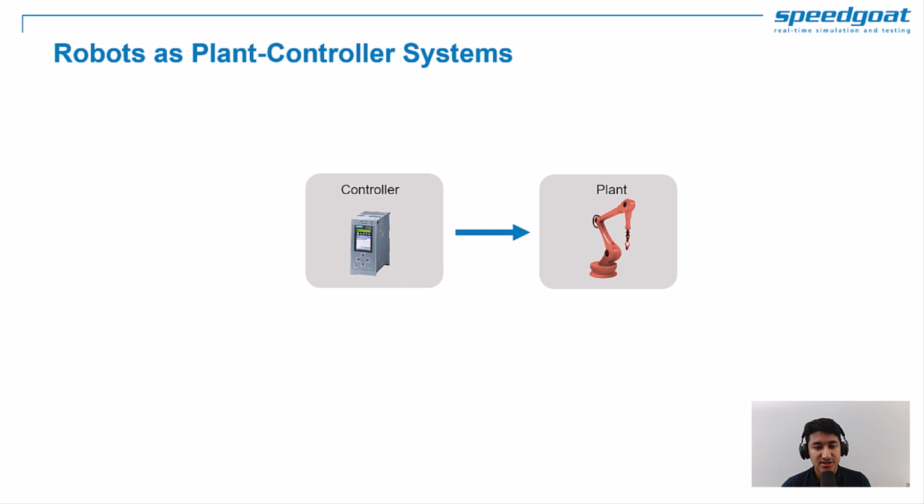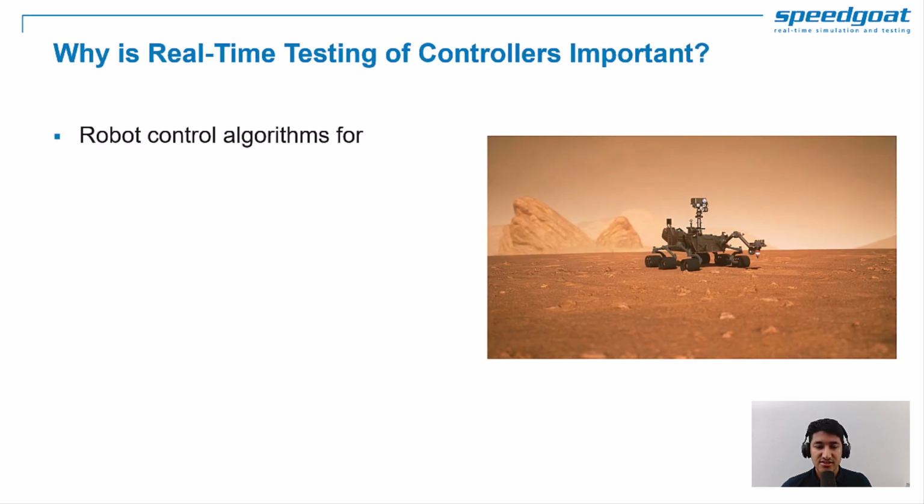Developing and testing the controllers for these robots and autonomous systems is crucial. Innovative control design ensures that the robot or autonomous system can respond accurately to its environment and make real-time decisions. This is where real-time testing of the controllers becomes important. Why so? Let us see one such example.